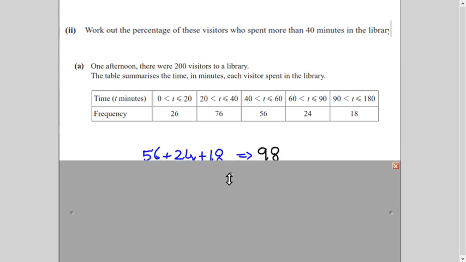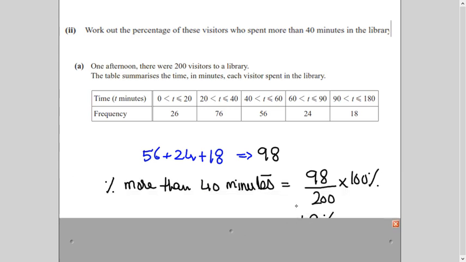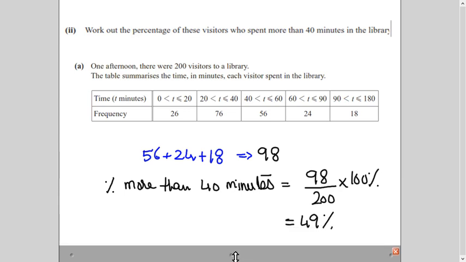I hope so. Once you get that the total number of visitors who spend time more than 40 minutes is 98, you will do 98 divided by 200 because total visitors are 200, and then multiply by 100%. So this is the way you will calculate the percentage of the visitors who spend time more than 40 minutes in the library, right? Let's see the next question, because this question has more parts.